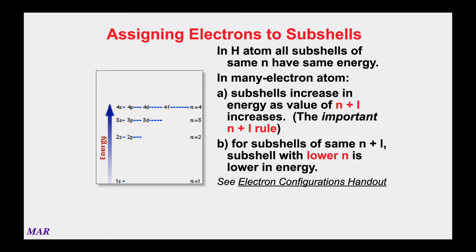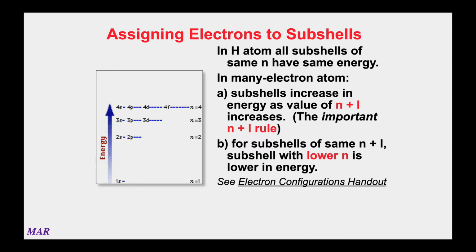If you do have two values of n plus l that are the same, and we'll see examples of this, all right, so for example, 4s and 3p are going to have the same n plus l value. The lower n is filled in first, and the higher n would be filled in last. So 3p would be filled in before 4s, and we'll see this in a little bit. This is kind of a cool video.